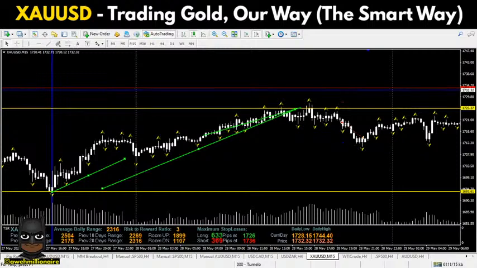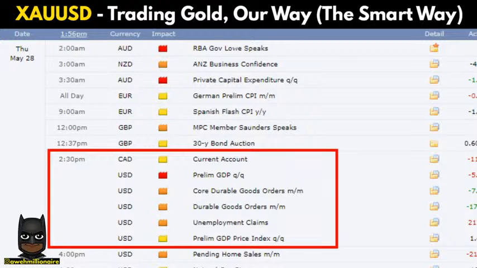How to identify a high impact news on Forex Factory. Okay, how do you identify high impact news on Forex Factory? Very, very simple. You just simply go to forexfactory.com. You go to the economic calendar, and then you look for where it has a red flag. Impact is where red is high impact, orange is medium, and yellow is low impact. You don't focus on orange and yellow, you only focus on red, which is high impact news.